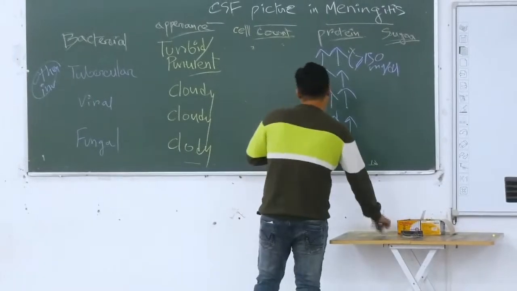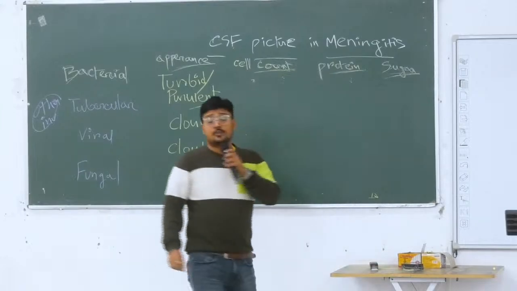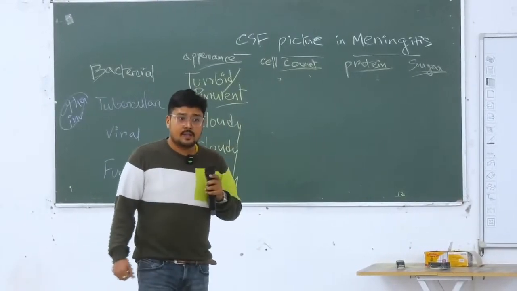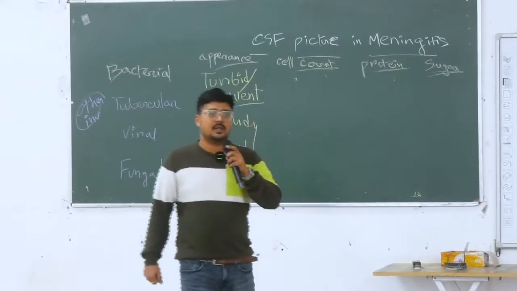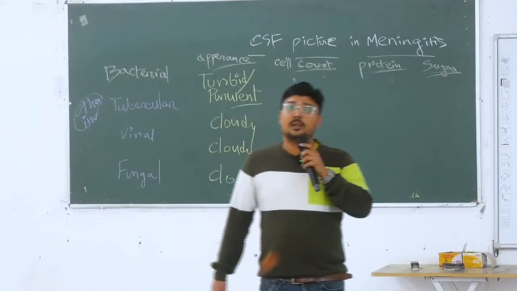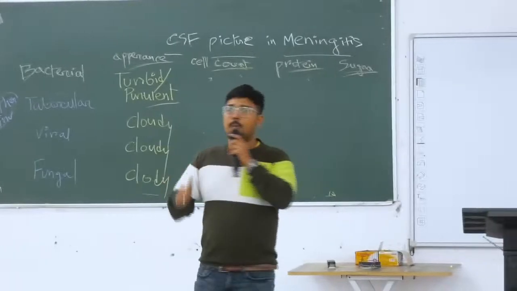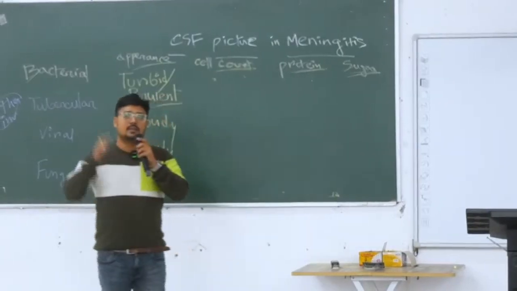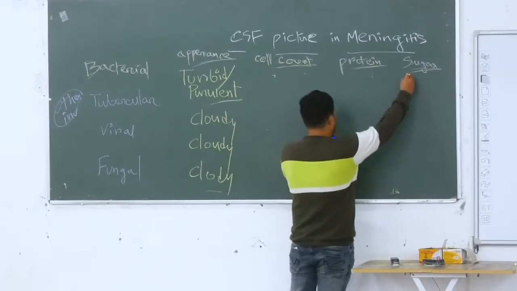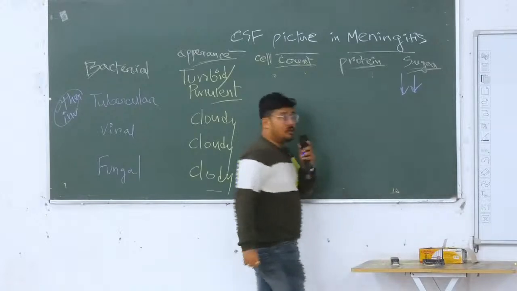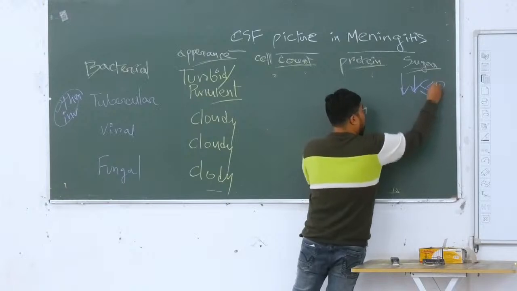Now coming to the sugar content. High or low? Low, because of utilization by the bacteria. Bacteria need to feed, bacteria need to be viable for their feeding purpose. They utilize the sugar present in the CSF. So in any type of meningitis, the sugar will be less except one, that will be an MCQ question. In bacterial meningitis, the sugar content of CSF will be less, even less than 40.